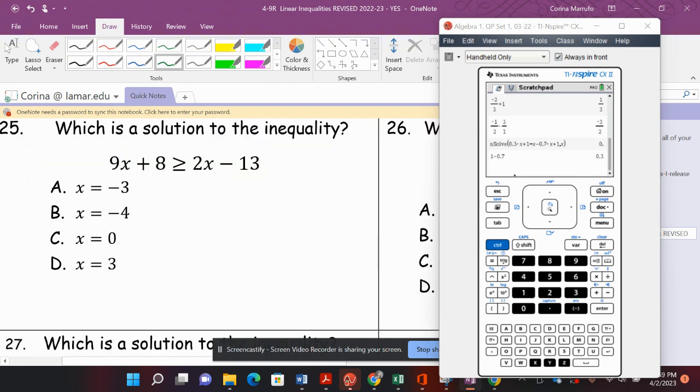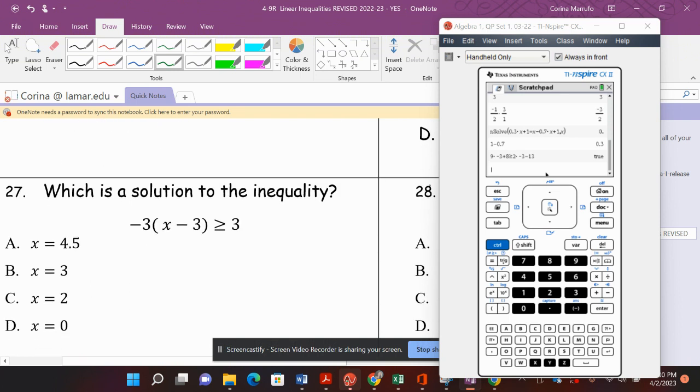This one says, which is a solution to the inequality? So if we're looking for a solution, we plug in the x, so 9 times negative 3 plus 8. Is this greater than or equal to 2 times negative 3 minus 13? We hit enter, that comes out true, so this one is a solution. So we don't even have to continue on this one. 26 I'm going to leave for you.